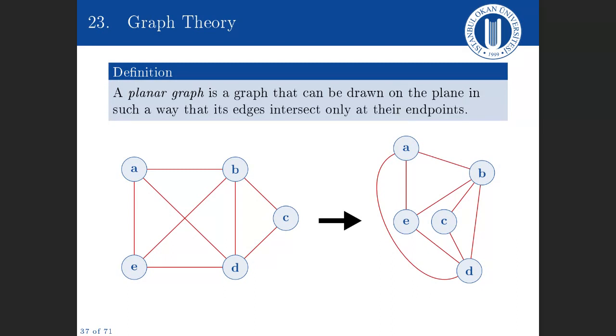For example, A is connected to B, A is connected to B, A is connected to D, A is connected to D, A is connected to E, A is connected to E. All of the edges are the same. But in the right-hand picture, the edges do not cross each other. So this is a planar graph.